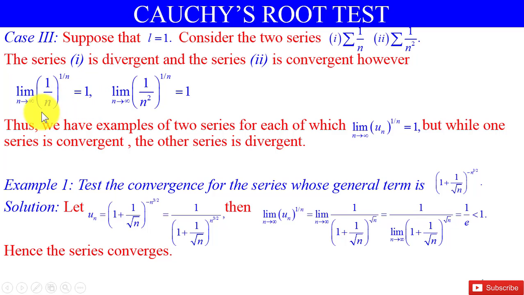Here, in this case, un is equal to 1 by n. And limit n tends to infinity 1 by n square raised to the power 1 by n is also equal to 1. Thus, we have examples of two series for each of which limit n tends to infinity un raised to the power 1 by n is equal to 1. But while one series is convergent, the other series is divergent.